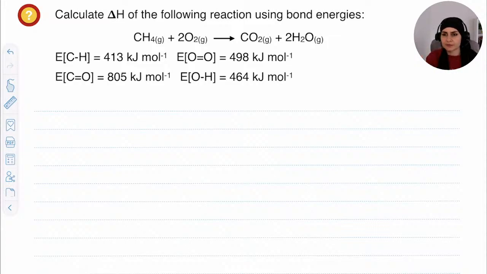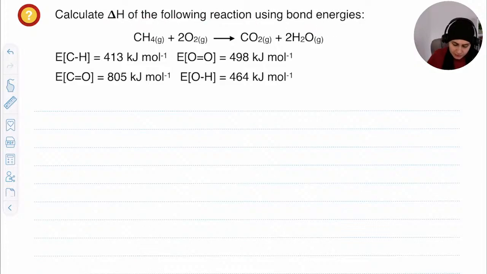Be careful, because for bond enthalpy it would be one table, and for enthalpy change of combustion and formation it would be another table. So here the question is: calculate delta H using bond energies, and these are the values from the data booklet.